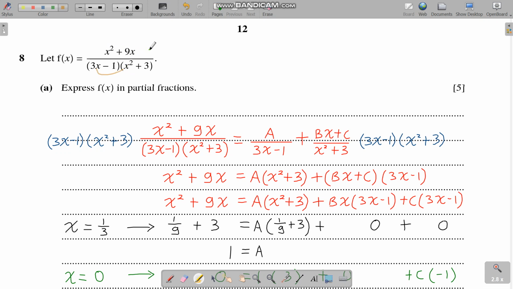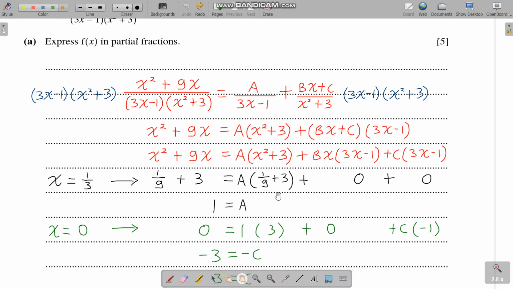The order on top is smaller than at the bottom, so this is a proper algebraic fraction. We can just do the partial fractions decomposition, so we don't have to do the polynomial long division. So the first step is to identify the partial fractions forms we have to use.